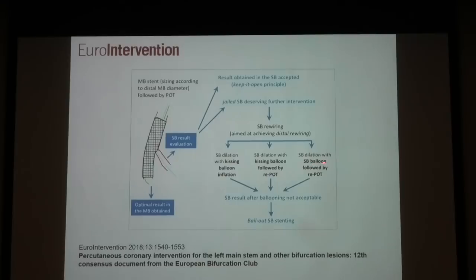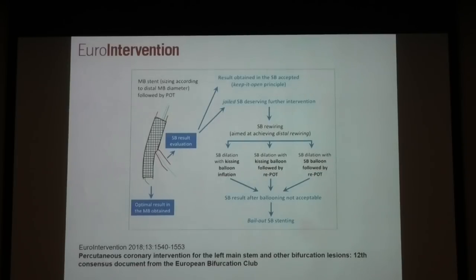Side branch result after ballooning is not acceptable. You do side bailout stenting. You change your strategy from single stent strategy into two stent strategies. These are the steps. So main branch, you put. If the side branch is okay, you are done.